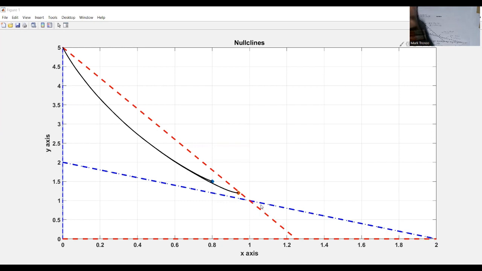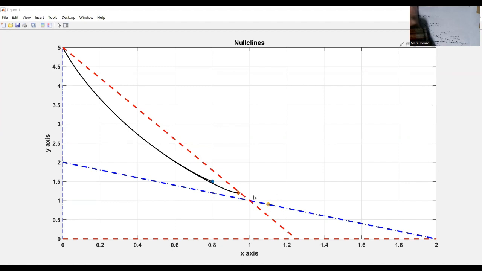Let me think of something. Let me start something maybe over here somewhere, maybe x equal 1.1 and y maybe equal 0.9. So again, we're starting way up here. Did I get too close to the line? In any case, we're starting way up here, let's see where the solution goes.